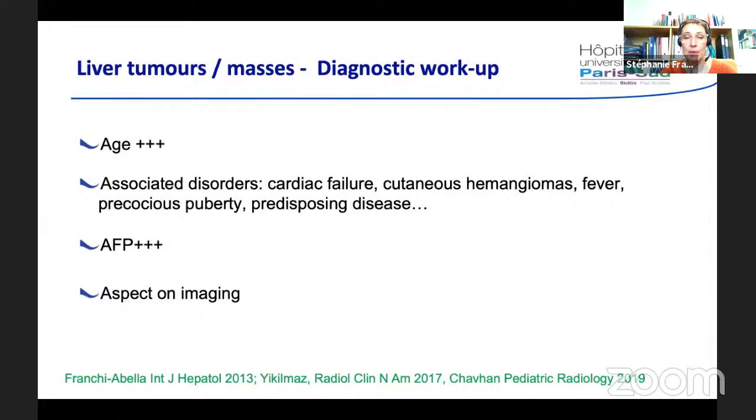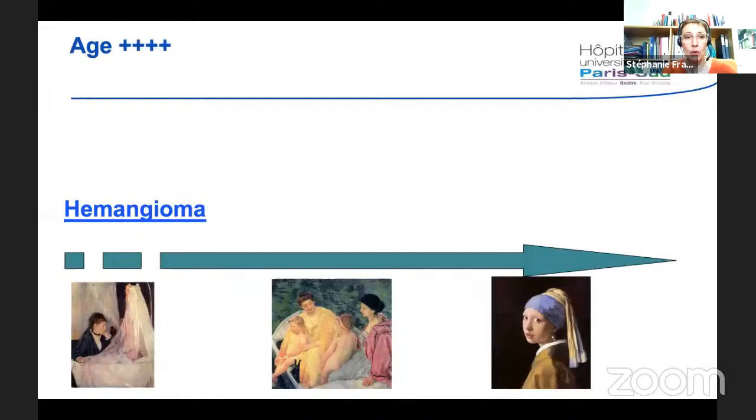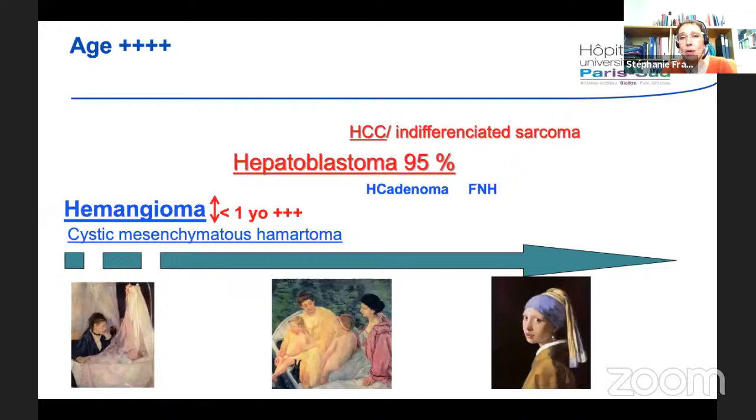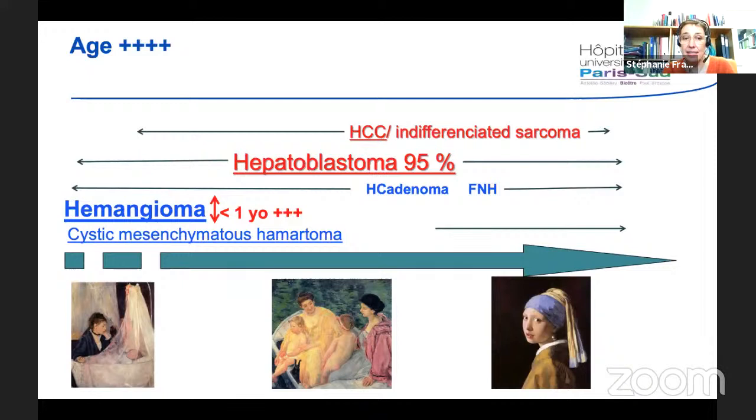As I told you, the age is very important. So in the youngest, you will have the hemangioma no later than 1 year old. You have to make the diagnosis during the first year of life. After, it could be angiosarcoma. In the field of early benign lesions, you have the cystic mesenchymal hamartoma, we'll see it later. Then you have the hepatocellular adenoma and the focal nodular hyperplasia you will find in the older children and teenagers. Concerning malignant lesions, the hepatoblastoma is the most frequent. It's 95% of the malignant tumors of the child, and it's really during late infancy and early childhood. You will have HCC and undifferentiated embryonal sarcoma rather in older children and teenagers, but of course all these lesions can be found at any age except the hemangioma.